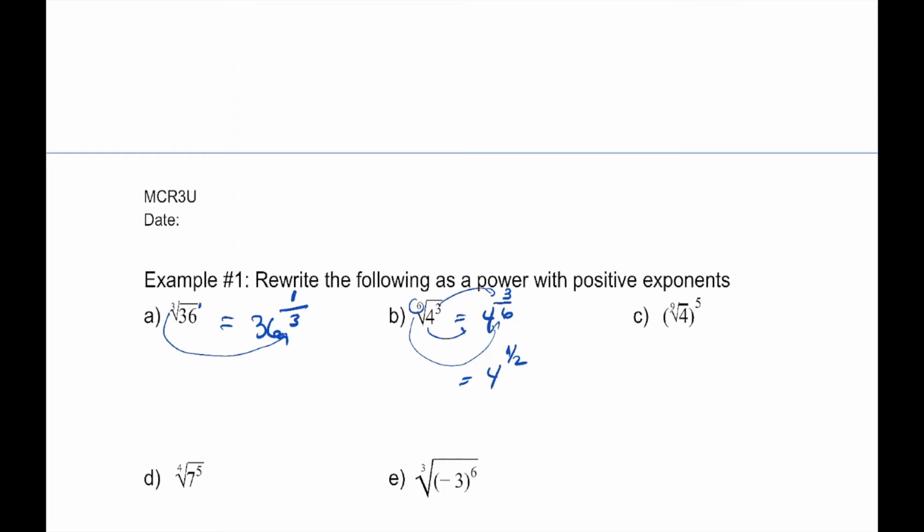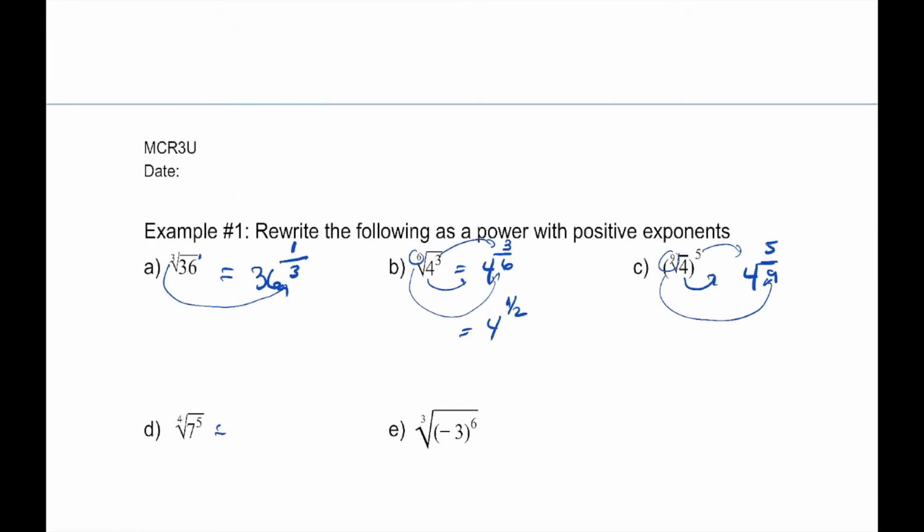Okay, one other example here. We've got the 9th root of 4 to the power of 5. So again, the radicand is my base, so it's going to be 4. The exponent is going to be my numerator, in this case 5, and my radix is going to be the denominator of my rational exponent, so that's going to be 9. So this is 4 to the power of 5/9.